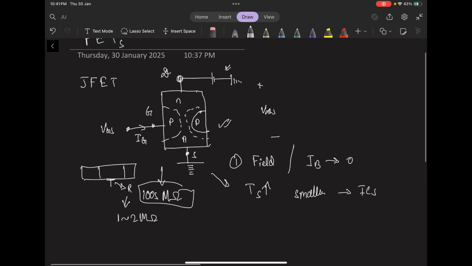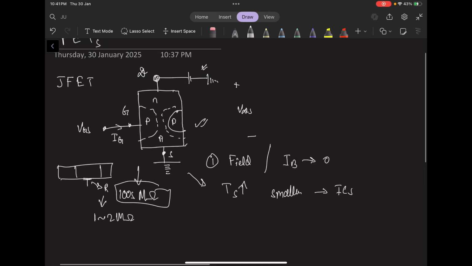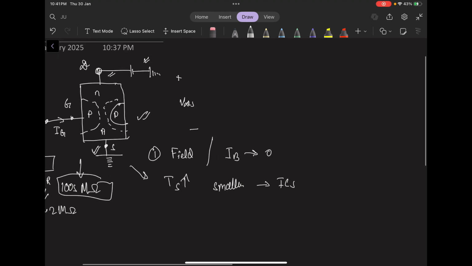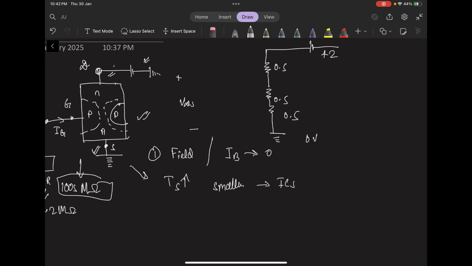Now, in a JFET particularly, the depletion regions are not uniform from the source, so this part, to the drain. And why this happens is because from the drain to the source, when we are applying a voltage, we basically get a resistor combination like this internally within the JFET. And what happens is that suppose you apply plus 2 volt and this is 0 volt, you basically get a very low potential drop across all of these resistors as you move down.